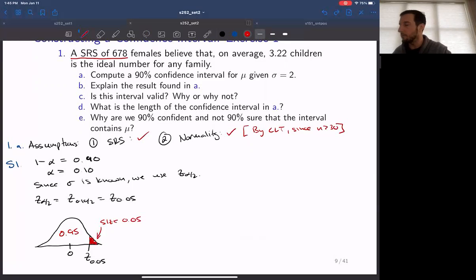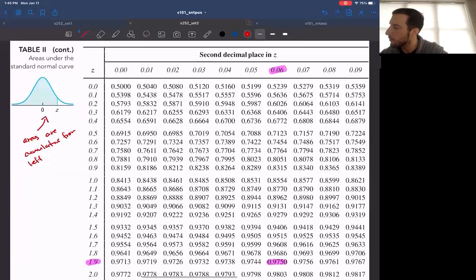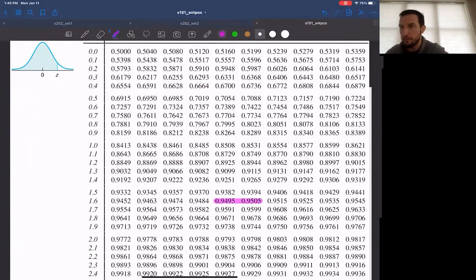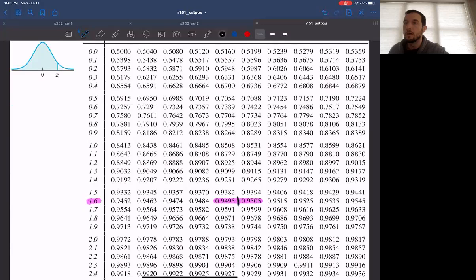So what we would do now is we would go to our standard normal table. We would look up 0.95, which is one of the special cases of the standard normal curve. You can see that 0.95 is actually directly in the middle of 0.9495 and 0.9505. Typically, we just round to the closest value, but in this case, and this is only one of two cases, we can actually just take the average because 0.95 lies directly in the middle of those two numbers.